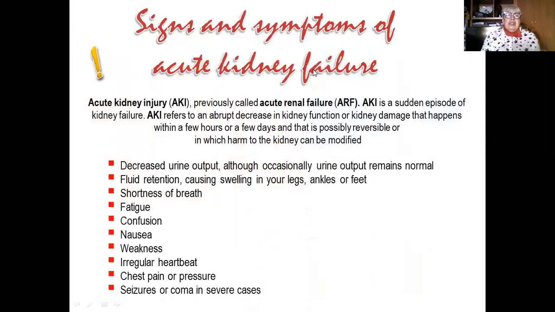And let's go on to understand symptoms and signs of acute kidney failure. So, how do we speak today? We speak about acute kidney injury, previously called acute renal failure. So acute kidney injury is a sudden episode of kidney failure, referring to an abrupt decrease in kidney function or kidney damage that happens within a few hours or a few days, and that possibly can be reversible. And what is it? Decreased urine output, fluid retention, shortness of breath, fatigue, confusion, nausea, weakness, irregular heartbeat, chest pain or pressure, and up to coma in severe cases.